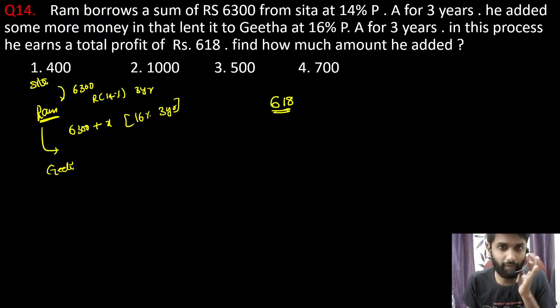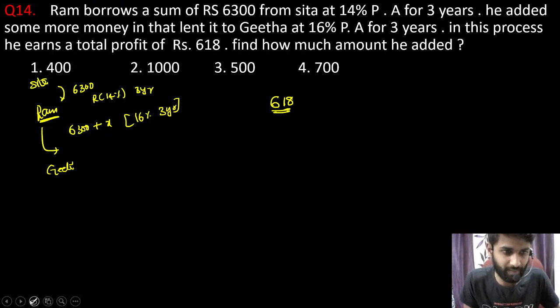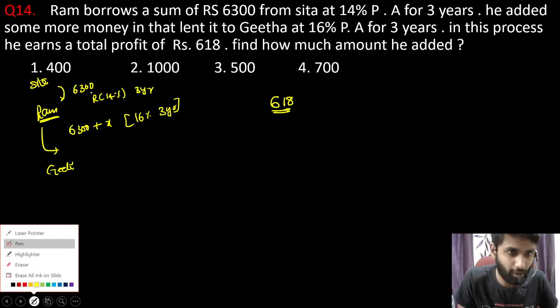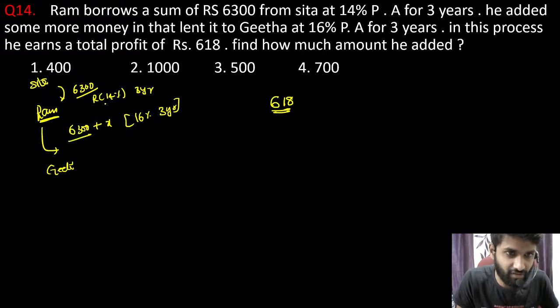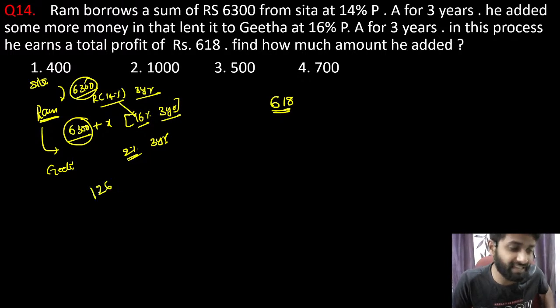If you observe the entire information, he earns a profit of 618 rupees. That means for 6,300 at 14 percent per annum for 3 years versus 16 percent per annum for 3 years, he earns 2 percent extra interest on these 6,300 for 3 years. Now I calculate 2 percent of 6,300, and the value becomes 126. For 1 year, he earns 126 rupees. For 3 years, he earns 378.